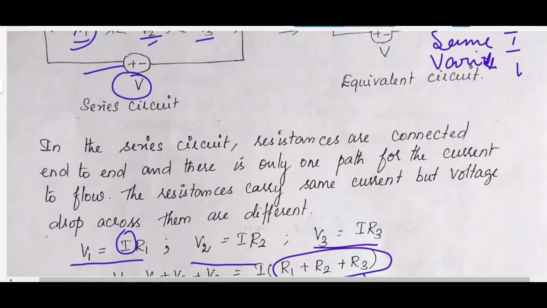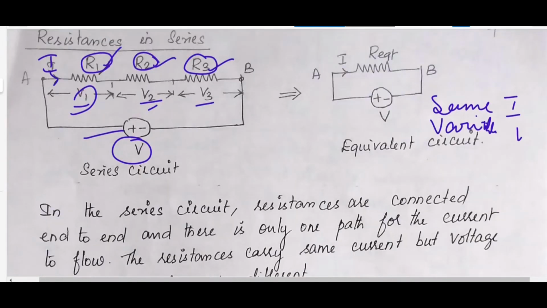So the reduced diagram is given as only one voltage source and the same current. All the resistors are cumulatively totaled and we name it R equivalent.